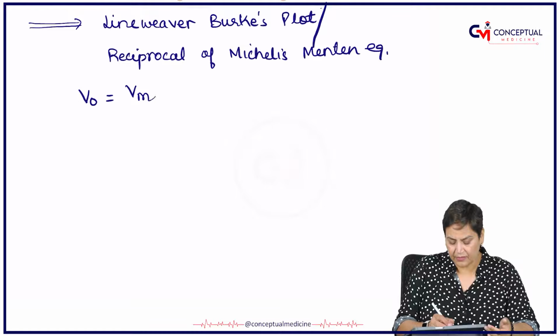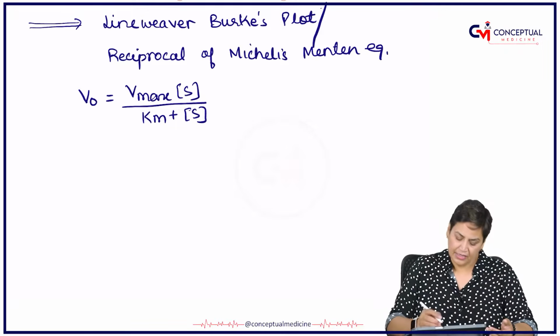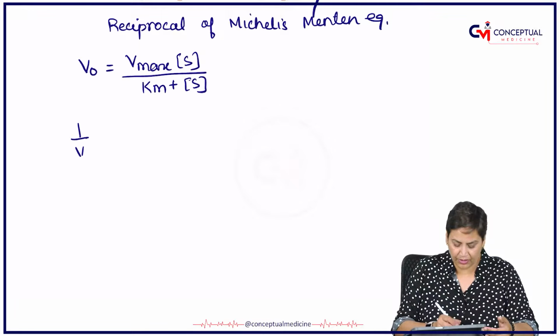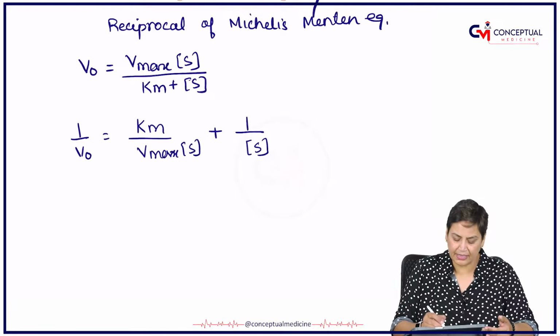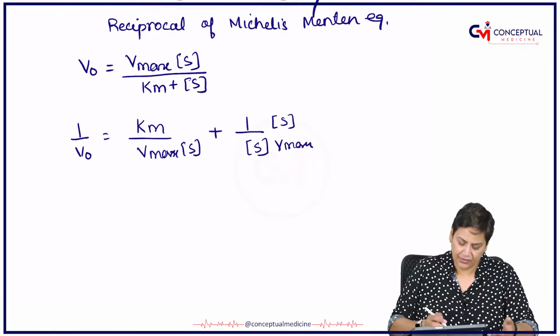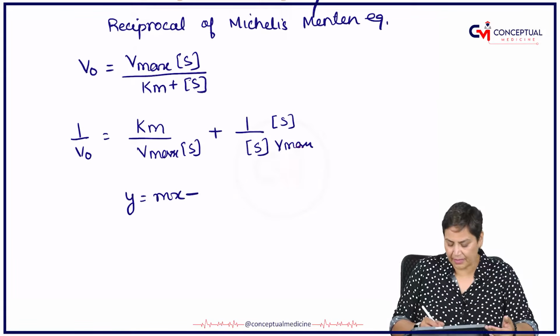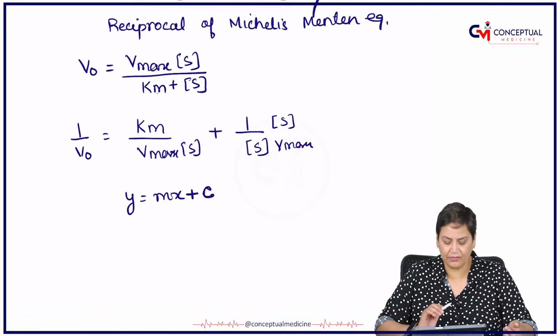So this is the Michaelis-Menten equation: V naught is equal to Vmax S over Km plus S. Right? So basically we have to convert it into 1 upon V naught is equal to Km over Vmax S plus 1 upon Vmax, and this will be converted into Y is equal to Mx plus C. You can do it at home also. Simply what I have done is I have just reciprocated this equation.